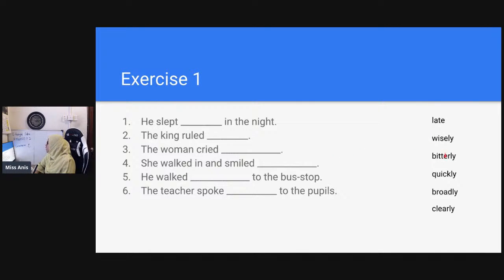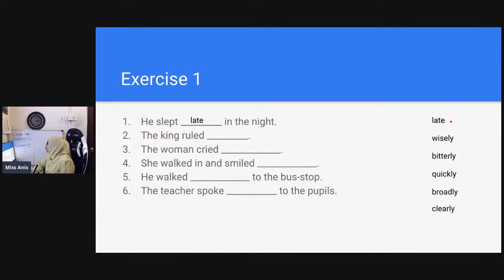Tapi bila kita nak guna perkataan quickly, kita kena tambah sikit lagi sebenarnya adverb untuk terangkan adverb ni. Tapi yang paling sesuai adalah late. So the first one is he slept late. Dia tidur lewat. Oh, bukan lambat, lewat. So ada 2, lambat dengan lewat makna perkataan ni, okay? In the night. Okay, so the second one, the king rule blank.